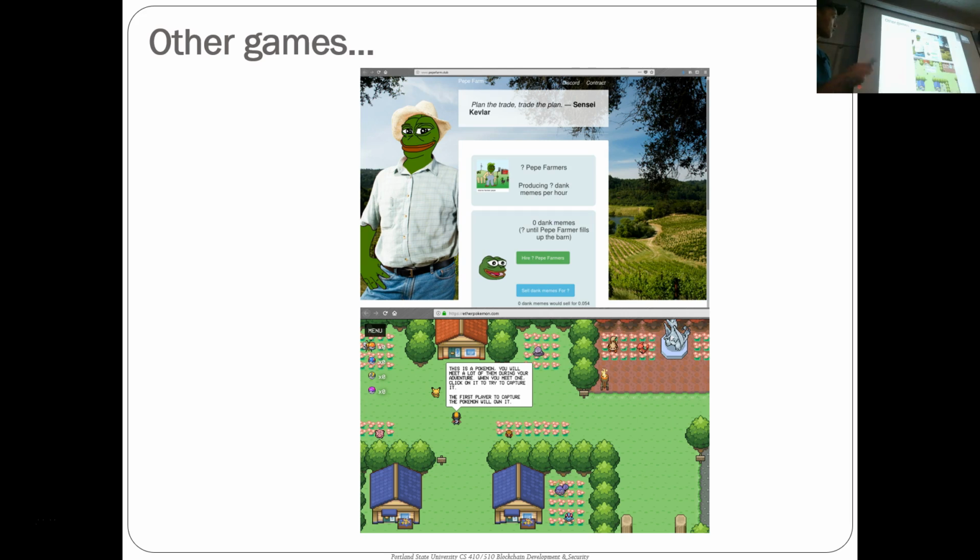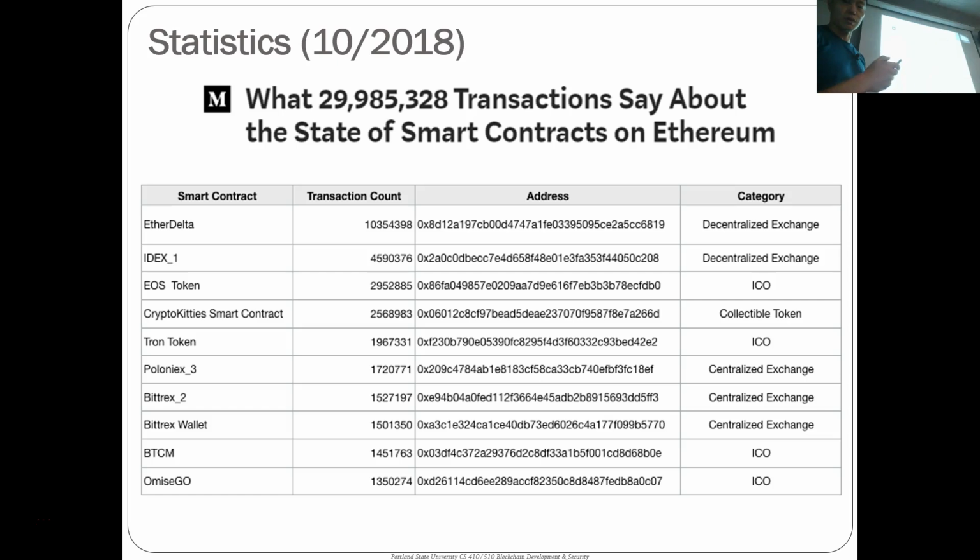There are some other games. There are a lot of gaming companies trying to build stuff on the blockchain. The problem with games on the blockchain and on Ethereum is that Ethereum is way too slow for most of this stuff. And we'll get to some of the things they have to do if they want this thing to actually be a useful computer.